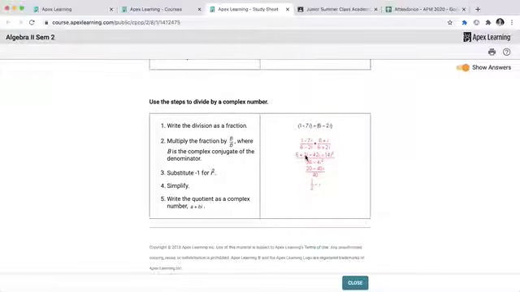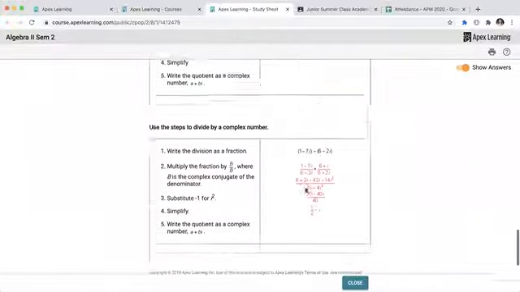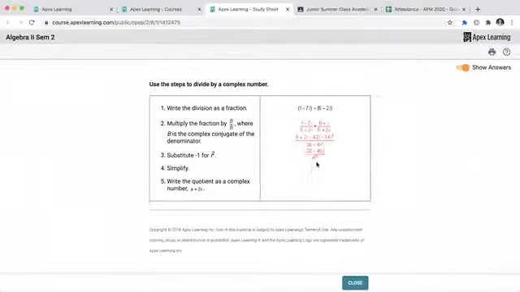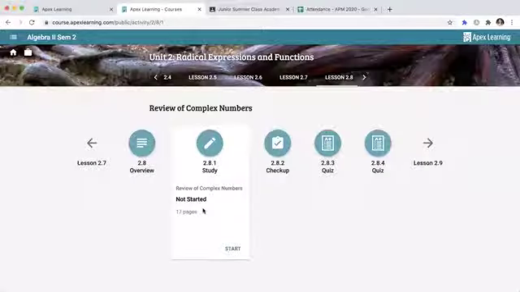It's even there if you see it, when they did the FOIL. It's right there. But again, once we have FOILed this out, we replace our i squared with a -1. We are then able to get a real integer on bottom. Then we follow the exact same steps we did up here. You split it into 2 parts, and then you simplify. So hopefully it's not too terribly difficult here.